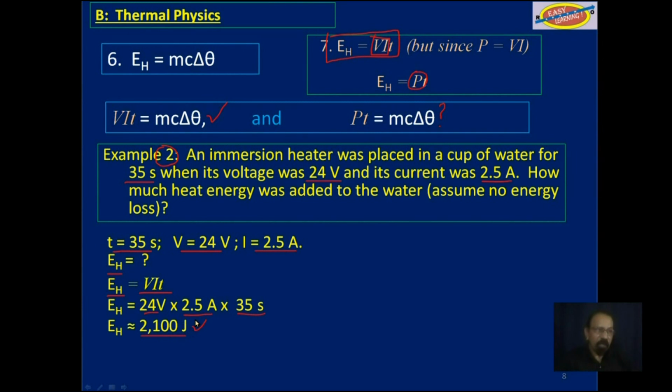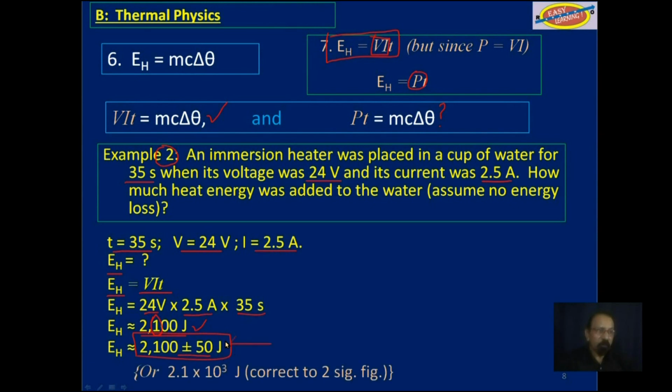And that should suffice for CSEC exam. Again, though, just to make sure, since our uncertain digit is at this hundreds position, we take half of 100, and that would give us plus or minus 50. So our answer is 2,100 plus or minus 50 joules. We will write that for CSEC, even though this is correct as well.